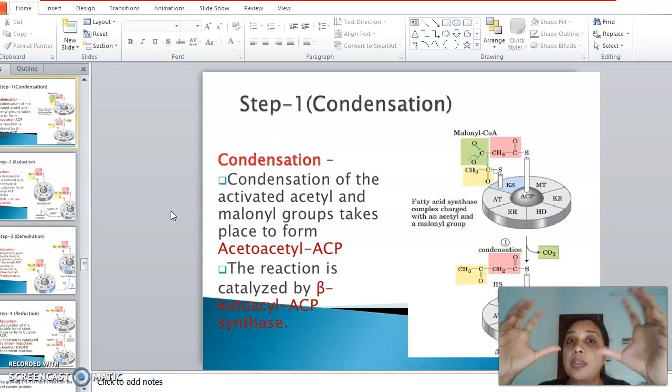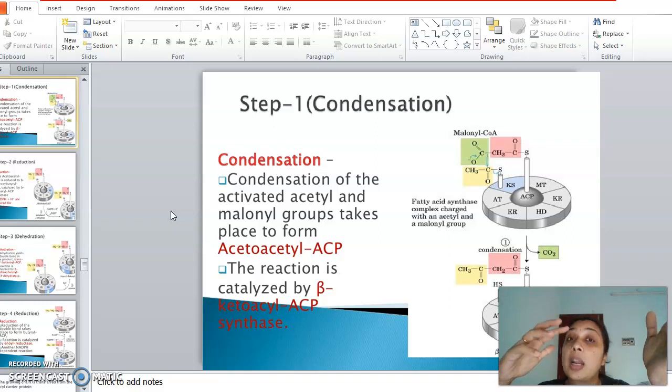Okay, and again, the pathway is happening in the cytosol, and it's carried out by a multi-enzyme complex. And before the fatty acid synthase works, there are two other stages to happen. The acetyl CoA has to be first translocated from the mitochondria into the cytosol.